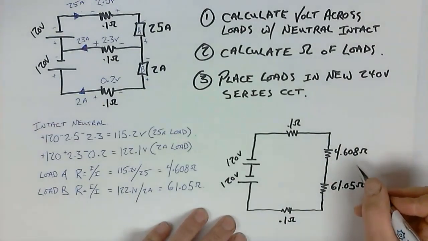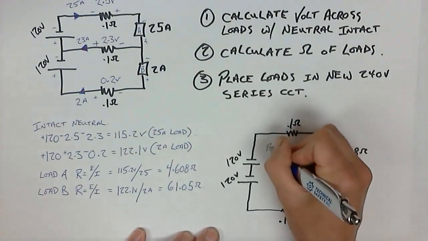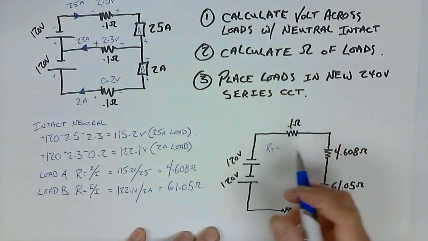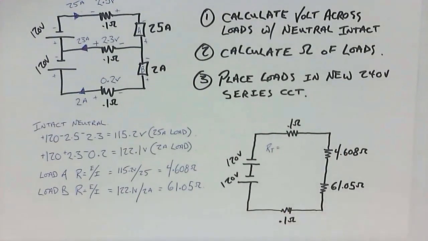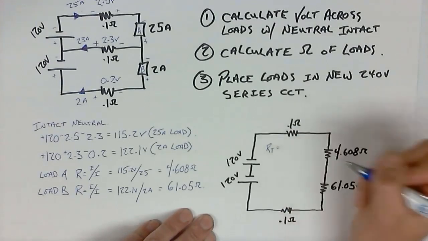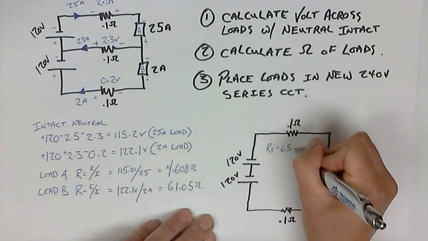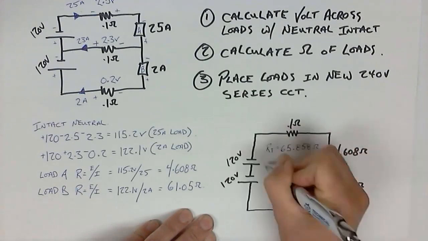So if we want to know what the voltage is across each of these, the easiest method is for us to work out the total resistance, and then using the source voltage and the resistance, we can work out the source current. So our total of a series circuit is adding all of these values together. So 0.1 plus 4.608 plus 61.05 plus 0.1. So I'm adding all 4 of these together. I get 65.858 ohms.